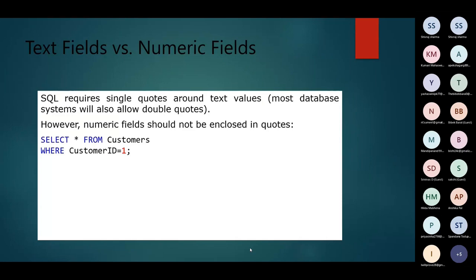See, in the previous example you saw, we mentioned country equals to Mexico. Mexico is covered in double quotes or single quotes. Okay, because that was a text field. Whenever you are dealing with numerical fields, it doesn't need any quotes. So either single or double quotes are required with text fields only.